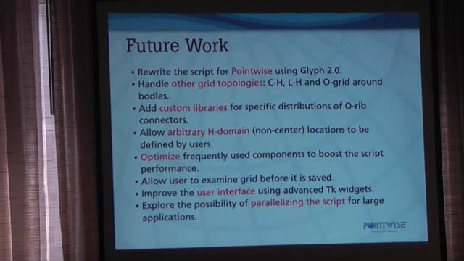And in the future, the script should be able to handle more grid topologies like CH and LH, because for now it only handles OH. But that's not going to be a huge challenge, because OH is the most tricky part of this application. And also, I already wrote some other Tcl/Tk scripts, Glyph scripts, for specific distributions of connectors to be applied. So I'm thinking of either sourcing them or making them a package so I can use them as custom libraries in the future.